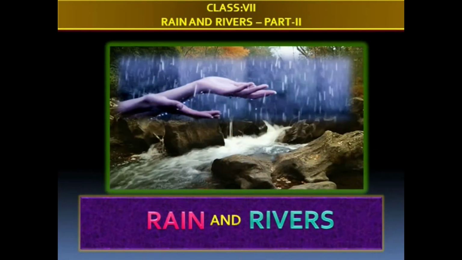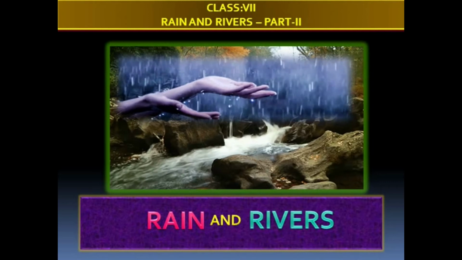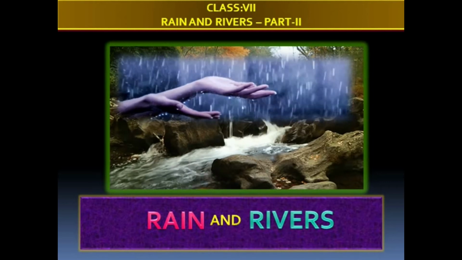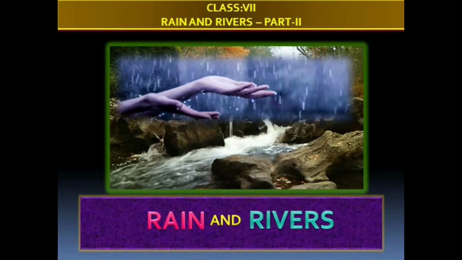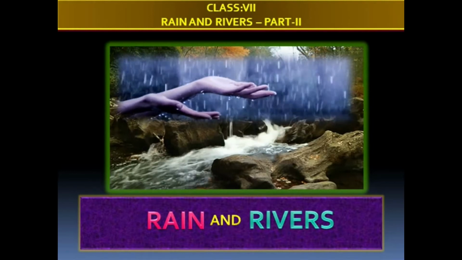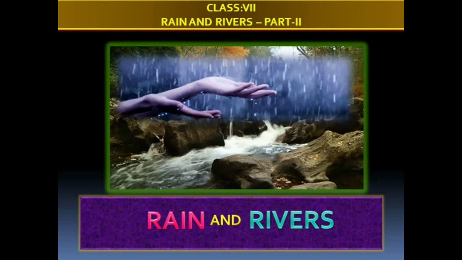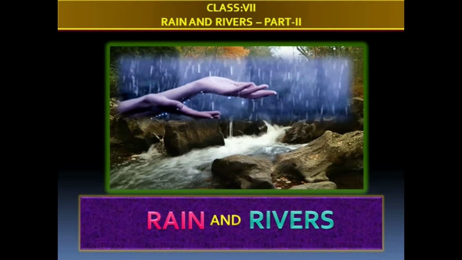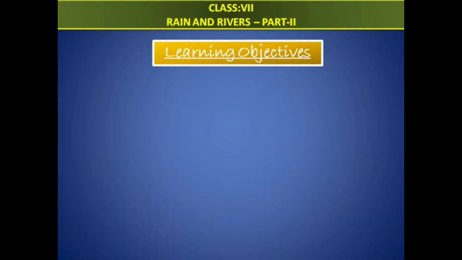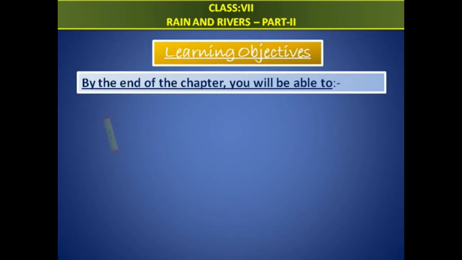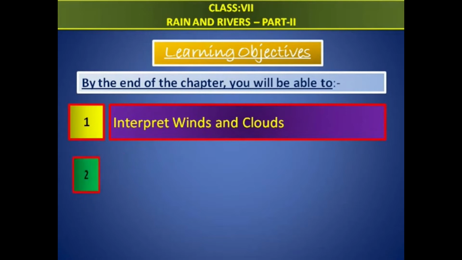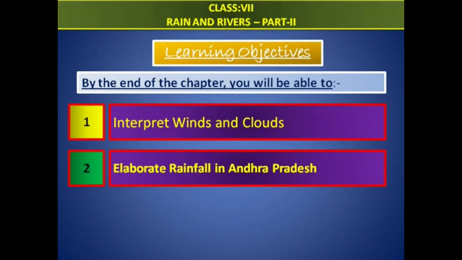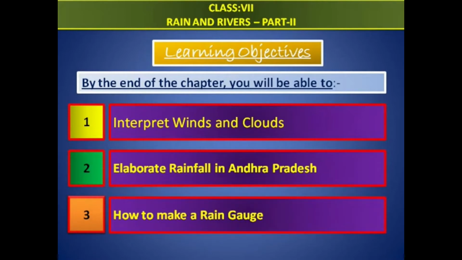Now we are going to learn the second part of rain and rivers. In the previous session, we learned to illustrate rain and rivers, define evaporation, and explain the formation of clouds and rain. Learning objectives of rain and rivers: by the end of the chapter, you will be able to interpret winds and clouds, elaborate rainfall in Andhra Pradesh, and make a rain gauge.